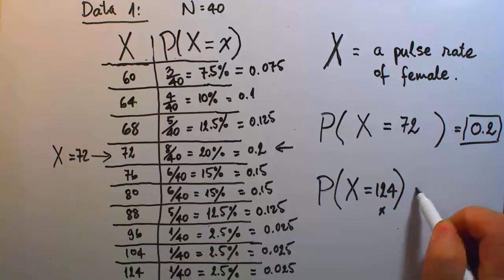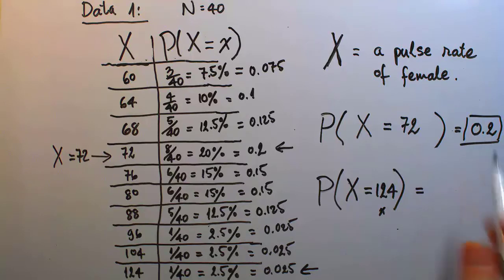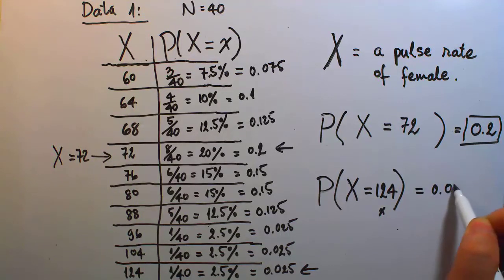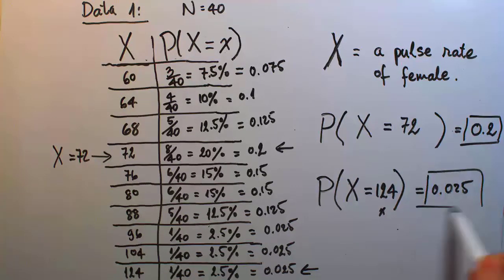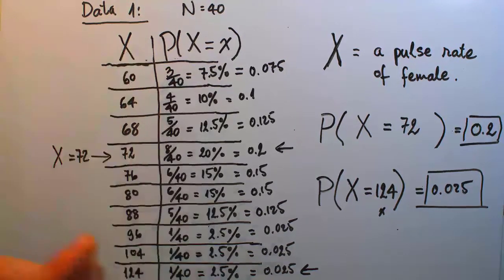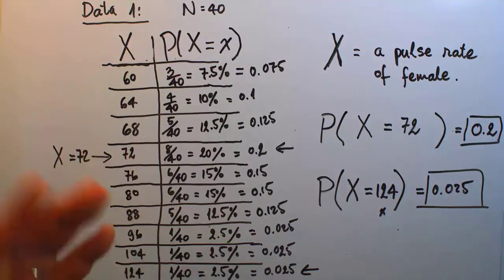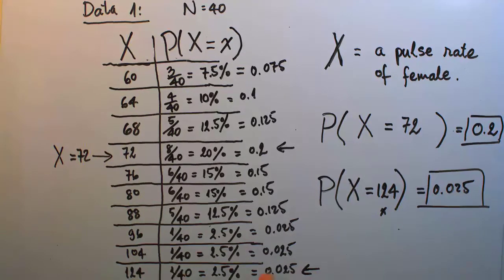Now this answer is right here. In this data, the probability of finding a female having a pulse rate of 124 beats per minute is 0.025. That's a new understanding. On top of being a relative frequency, any of those relative frequencies we've learned now becomes the probability that, within our data, the chance to see capital X equals 124 is 0.025.